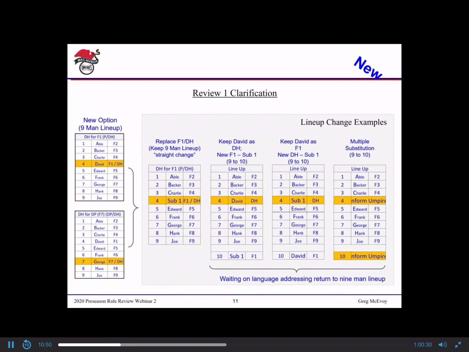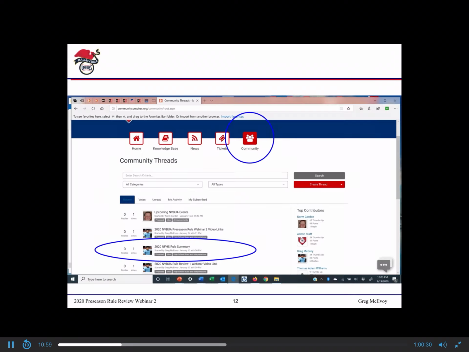And we're still awaiting addressing language for returning from the 10-man lineup back to 9. I believe it is legal, but for now we'll save that for later.